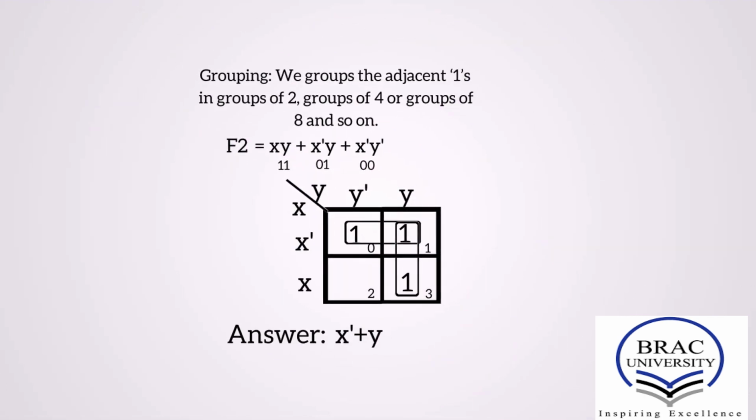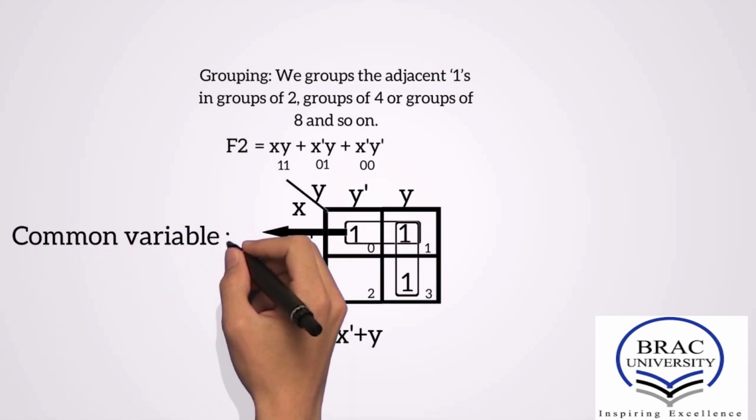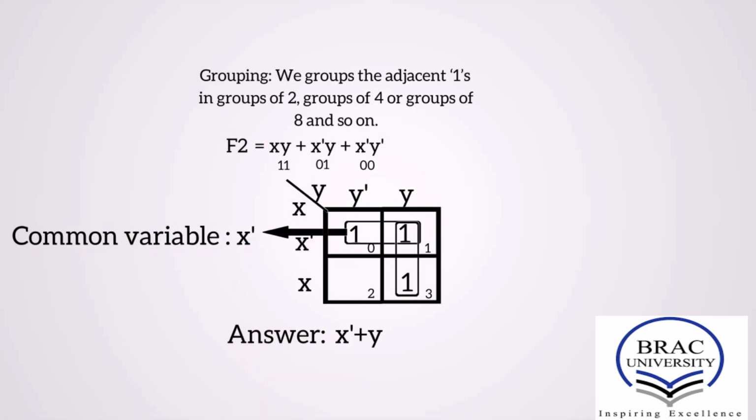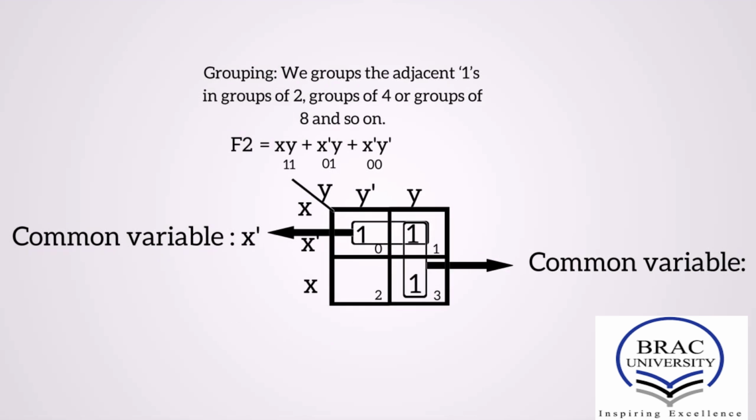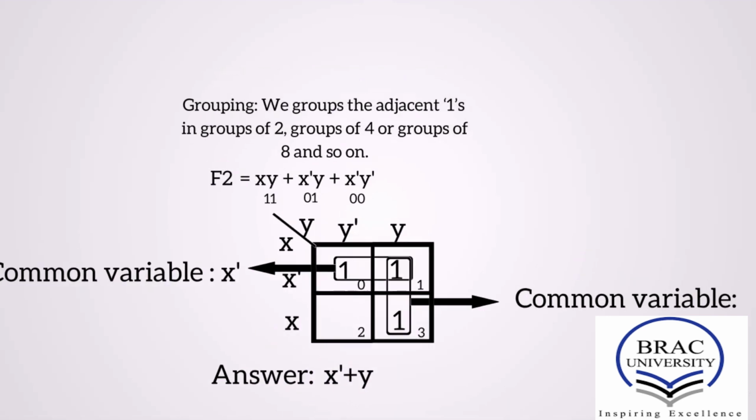Next, we assign values to these groups. We need to find out the common variables. For the first group in box 0 and 1, we have a common variable row-wise, which is x prime. If we see the columns, box 0 belongs to y prime and box 1 belongs to y, which is a mismatch. In the second group, we have a common variable y, which is column-wise. Row-wise, box 1 has x prime and box 3 has x, so they mismatch. Our final step is to add all the expressions. This is the simplified result.